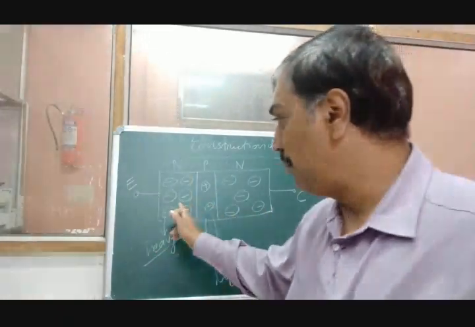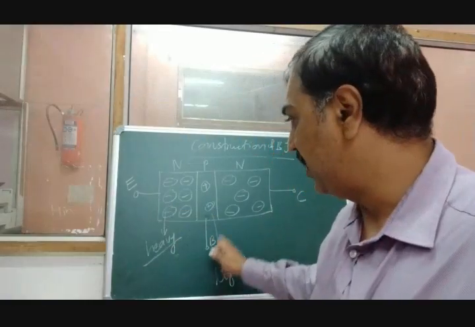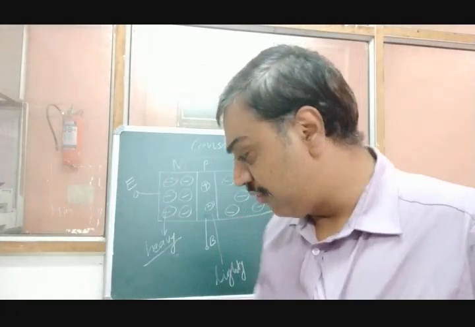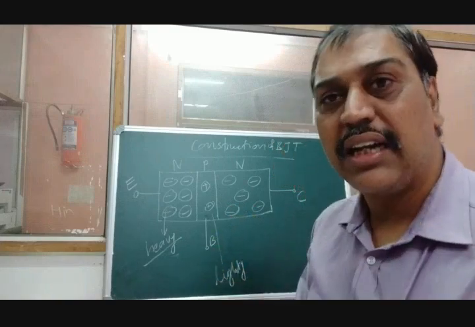And one terminal coming from the first region is said to be emitter, as we have seen. Central, it is the base, and the last one is said to be collector. This part I have already explained to you. So let's go further. If we consider this is the basic construction of the transistor.